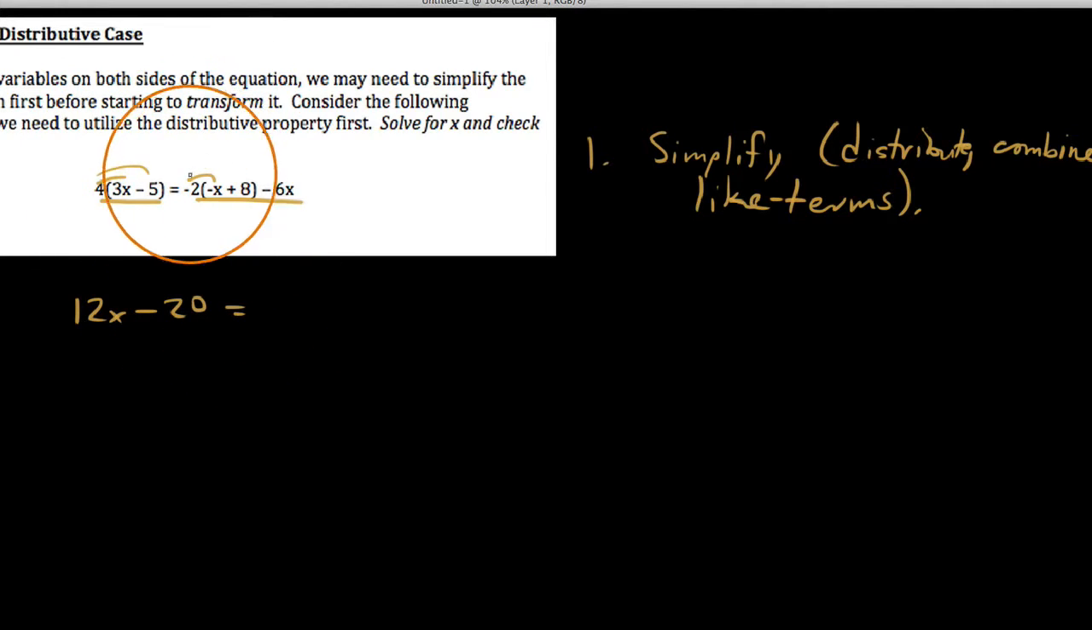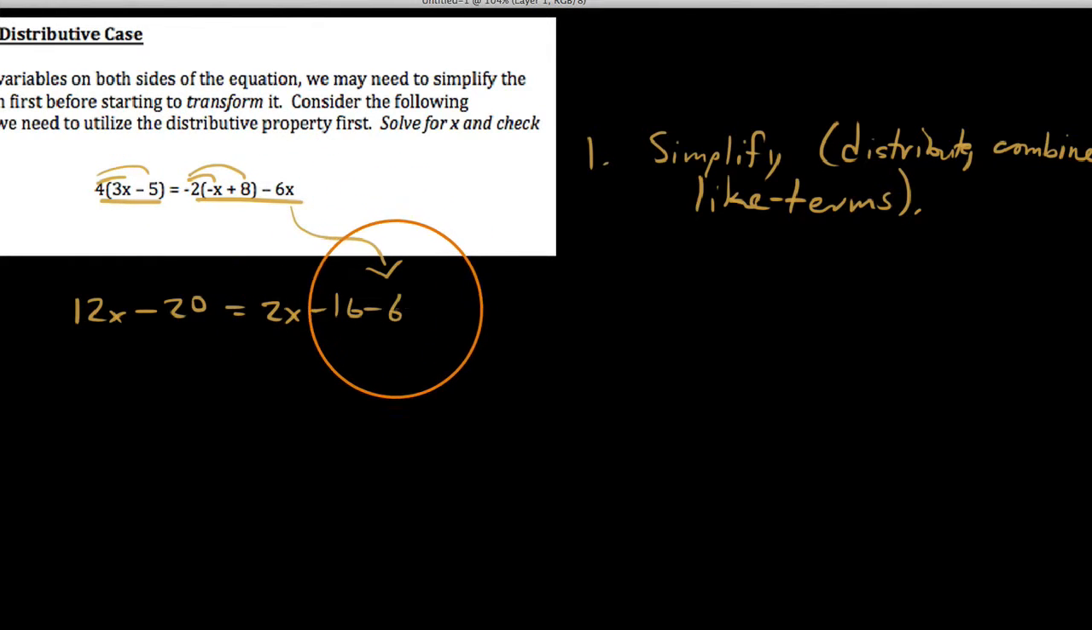And on the right side, we would distribute this here. Notice that it only goes through the parentheses. So we say negative 2 times a negative x is a positive 2x. Negative times a negative is a positive. And negative 2 times a positive 8 is a negative 16. And we would just go ahead and carry down this negative 6x.